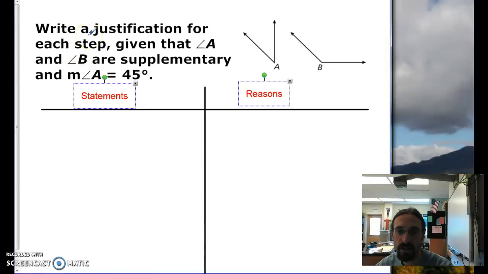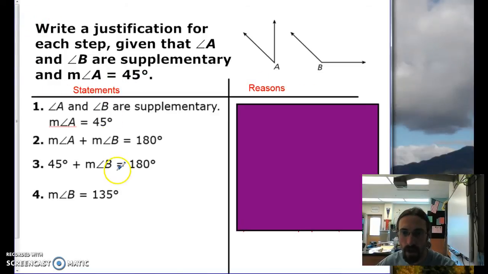Write a justification for each step given that angle A and angle B are supplementary and the measure of angle A equals 45 degrees. Okay, again, on the left, we've got our statements. On the right, we have our reasons. So first, I'll call it opening remarks. Angle A and angle B are supplementary, and the measure of A is 45.